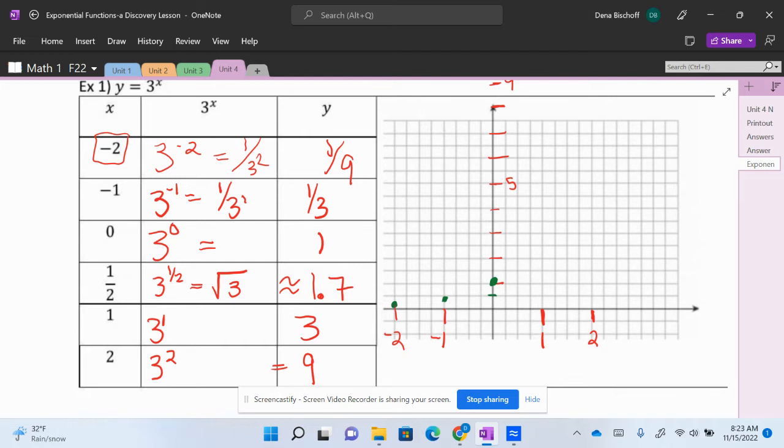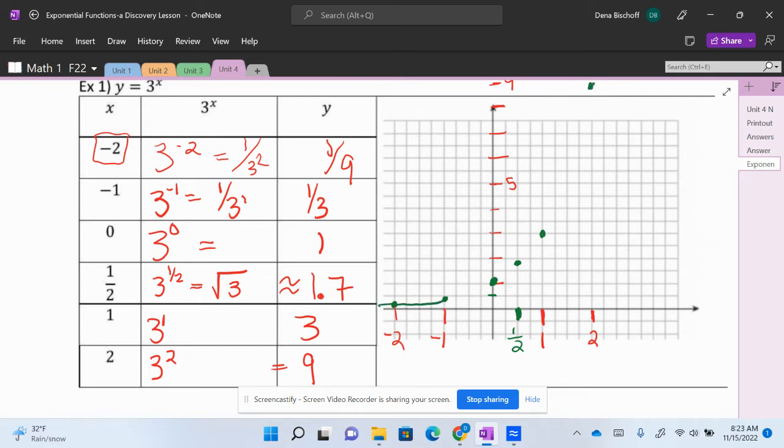When x is 1/2, here's where x is 1/2. That's at 1.7, so it's almost to the 2. This is the 1/2 mark. So 1.7 is going to be almost to the 2. When x is 1, y is 3. 1, 2, 3. And when x is 2, y is 9.